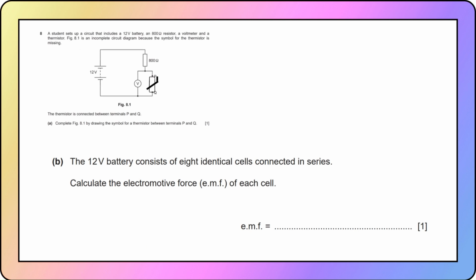Part B states that the 12 volts battery consists of 8 identical cells connected in series. Calculate the electromotive force of each cell. To get the electromotive force of each cell, we have to divide the total voltage by the number of cells. That would give us 1.5 volts for each cell.